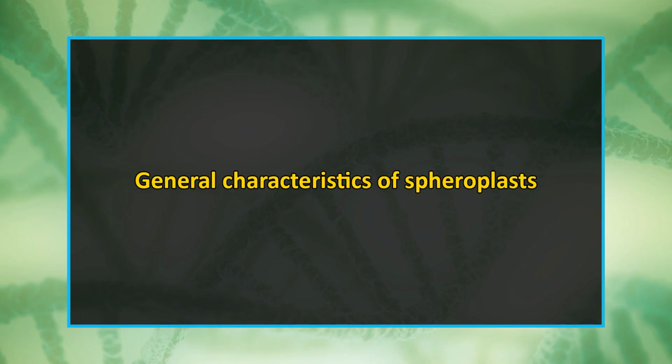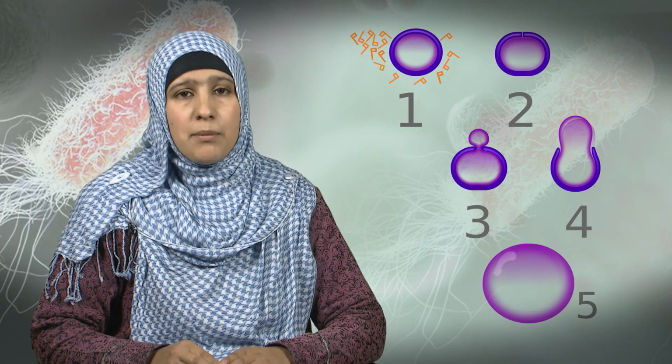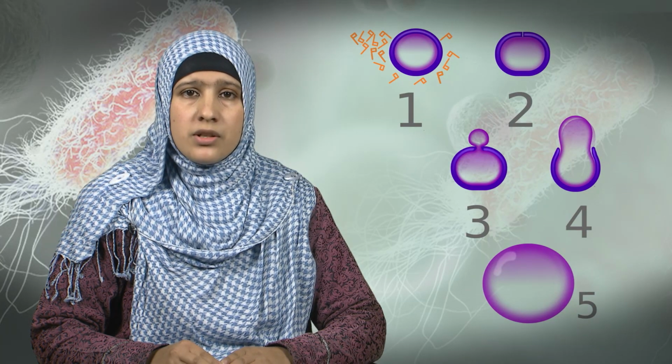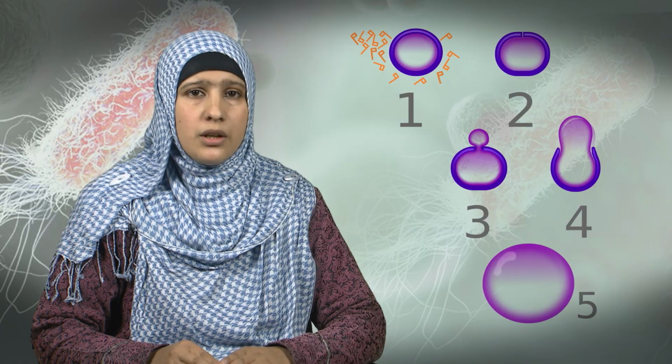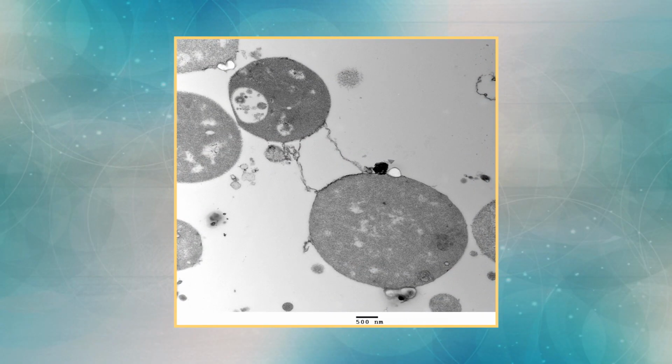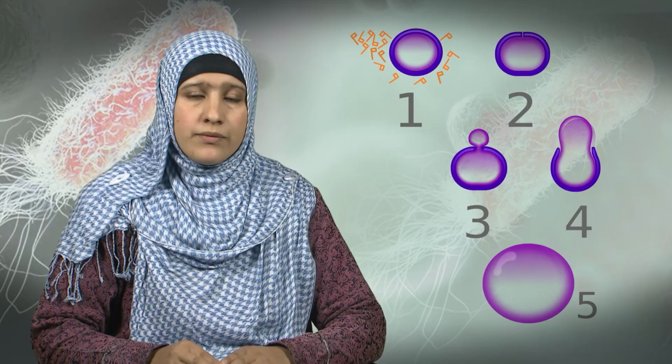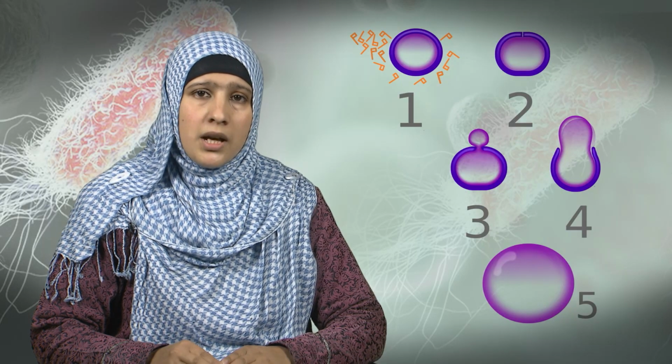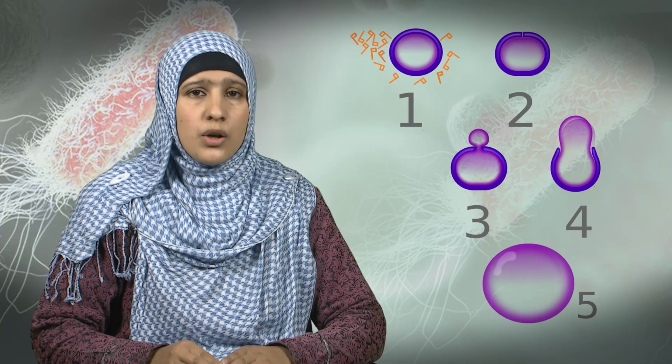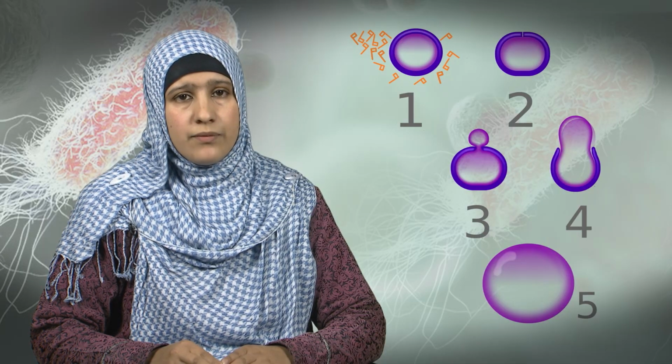Now, let us discuss general characteristics of spheroplasts. Number 1, a bacterial cell from which the rigid cell wall has been incompletely removed. The bacterium loses its characteristic shape and becomes round. Second, spheroplasts can adjust their internal osmolality by increasing their volumes more than 3 times upon osmotic downshift.